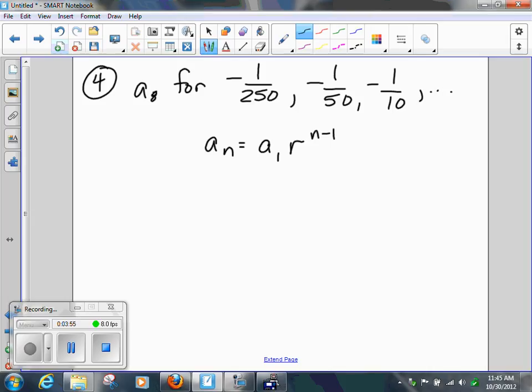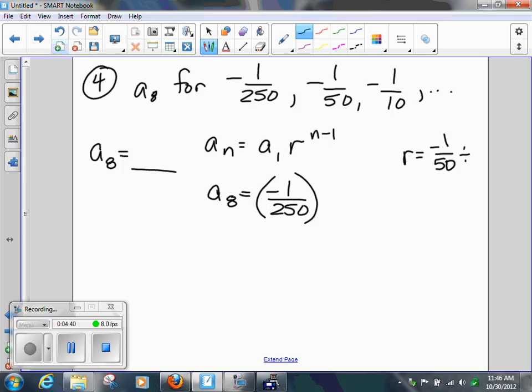Folks, this is going to prepare you for the test. If it says to find A sub 8, what does that 8 represent? The what variable in this formula? N. This means we're looking for the 8th term. So A sub 8. What is my first term, A sub 1? Negative 1 over 250. My ratio, I don't know what it is, but I know how to find it: take the second term and divide it by the first term.